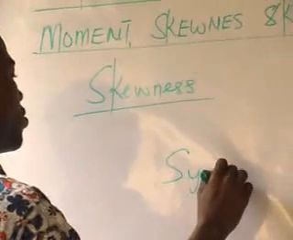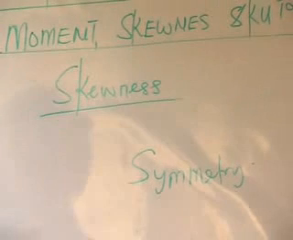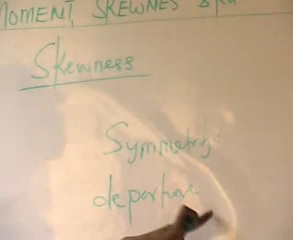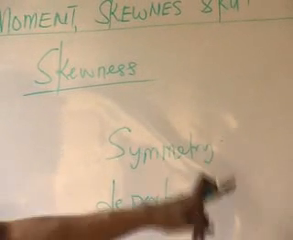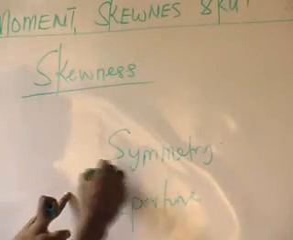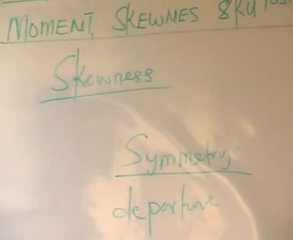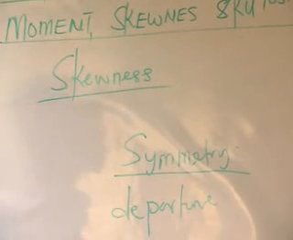The word symmetry. So the measurement of what? Departure of a given distribution from symmetry. Are we together? So anytime, any day you hear the word skewness, skewness simply means the measurement of departure of a given distribution from symmetry.